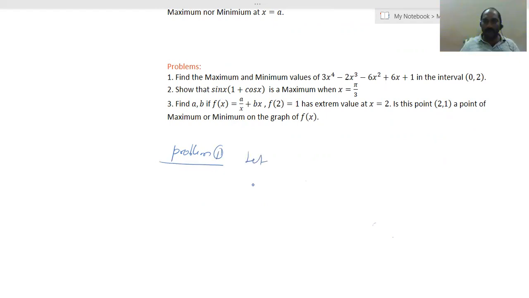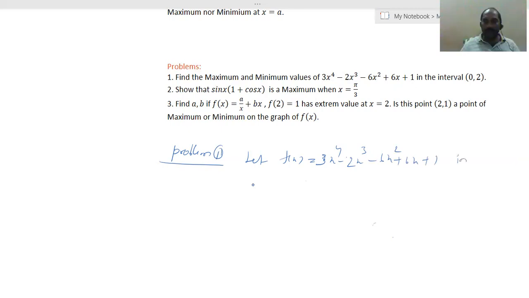First step is let f of x equal to the given function. The given function is 3x power 4 minus 2x cube minus 6x square plus 6x plus 1.